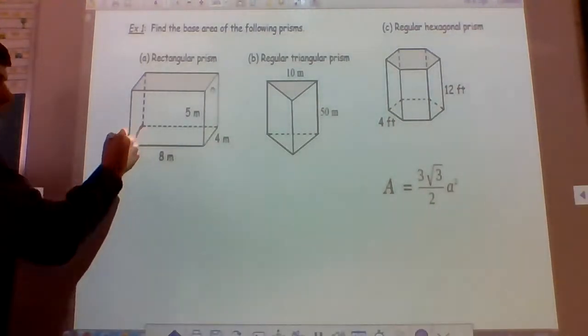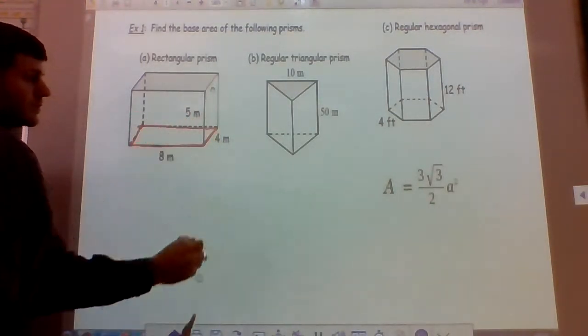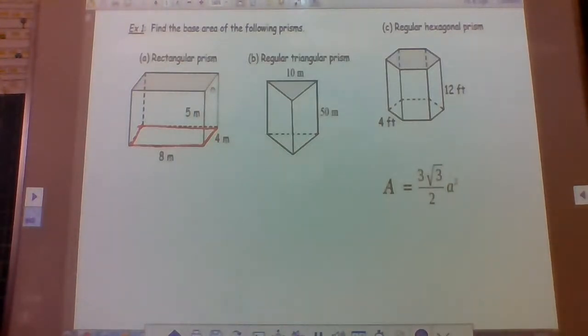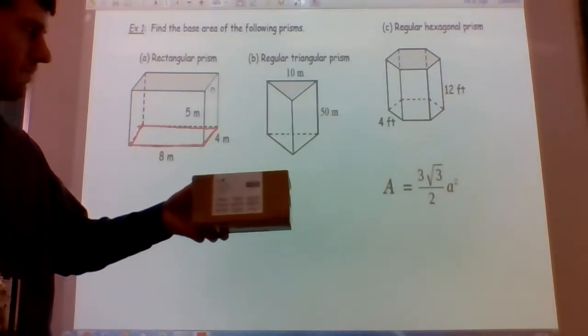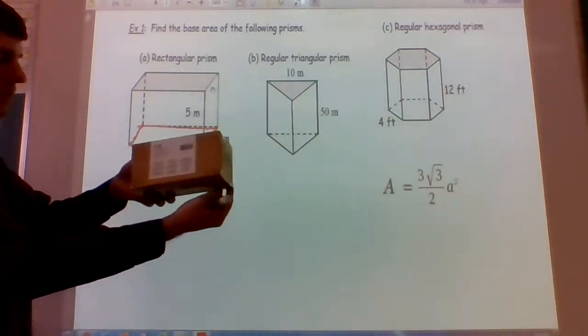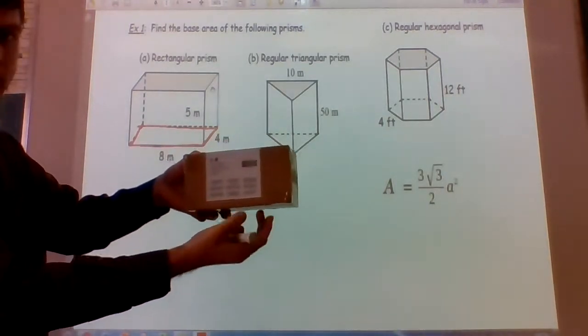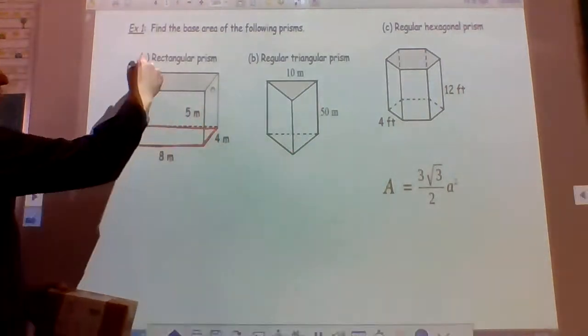So here again, we have 2 bases. Okay, let me get, I had a sheet. Okay, so here it's a rectangular prism, a box. The base we're going to say is the bottom. So there's 2 bases, the bottom and the top.